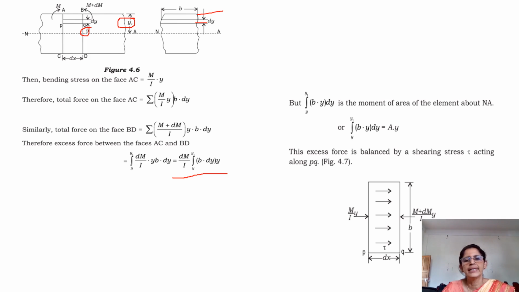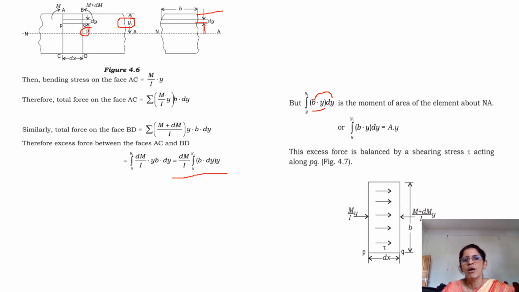Now I am coming to the integral y to y1 of b into y into dy. What is that? b into dy is the area of the element. The area into y. What is y? y is the distance of the element from the neutral axis.